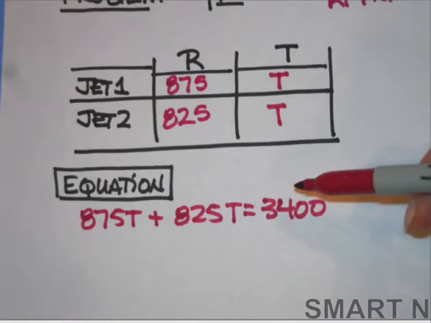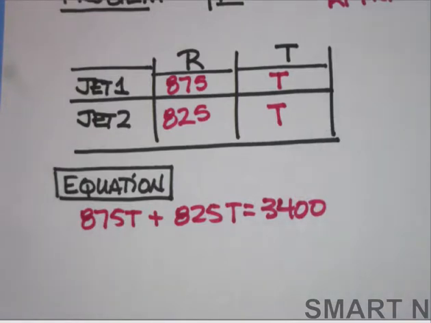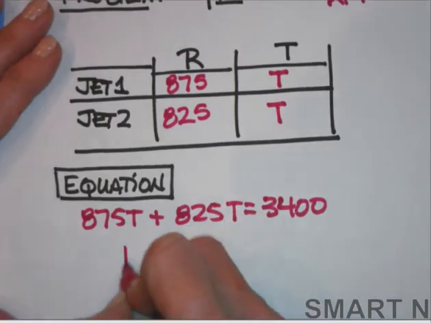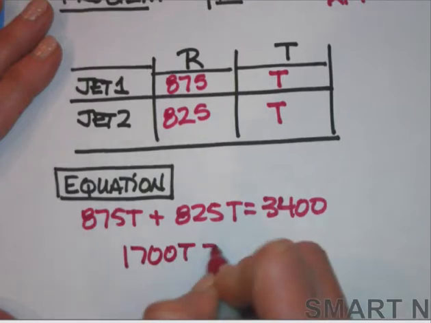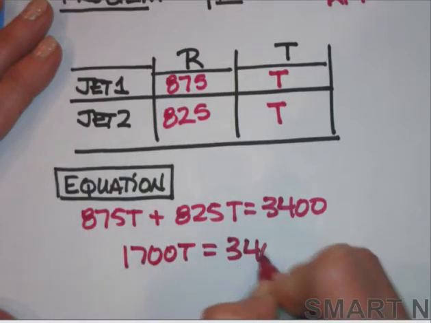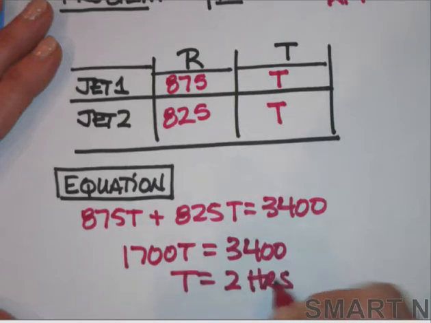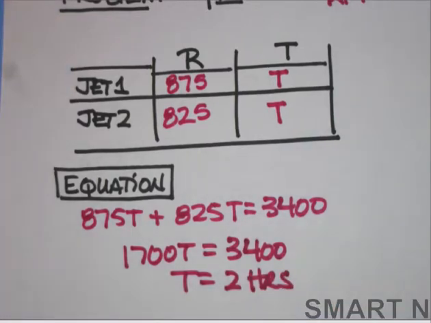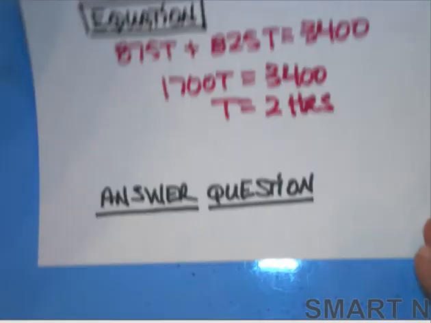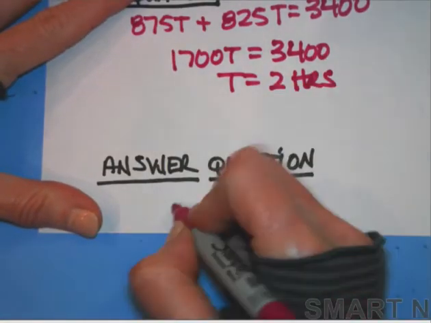And now to solve this, this is 1700t equals 3,400, and therefore t is 2. And that means that t is 2 hours, since the rate is given in kilometers per hour. And then to answer the question, it simply says, in how many hours will the jets pass each other? So the answer to this question would be in 2 hours.